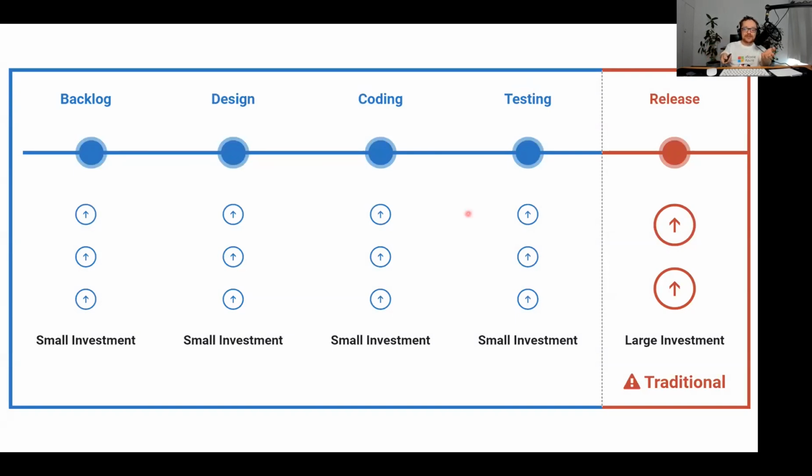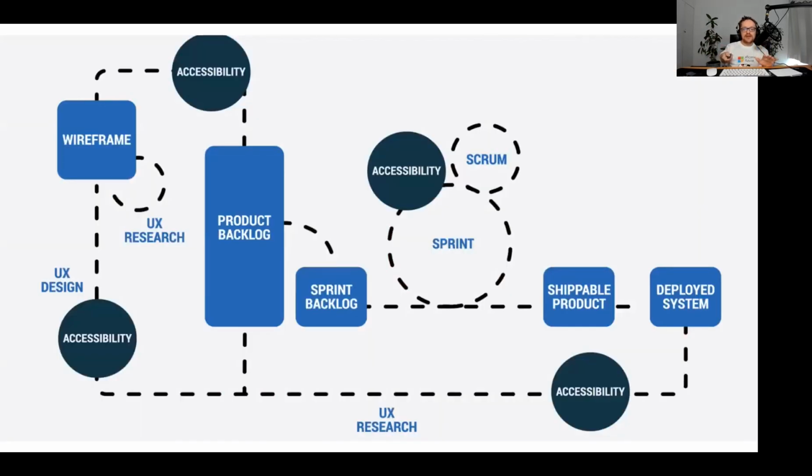So you've got traditional, where you've got a large investment right at the end. Now with shift left, with the agile process, you've got small investments as you progress throughout the process in your backlog, design, coding, and testing, and it changes the process. So instead of having accessibility right at the end, you don't have accessibility as a bolt-on. The hardware is dead by then.